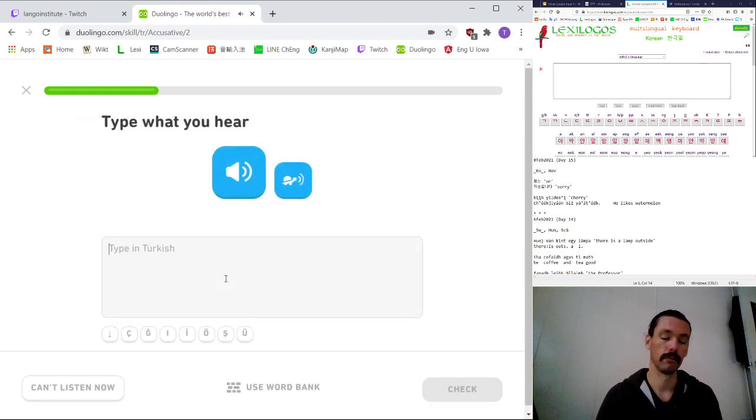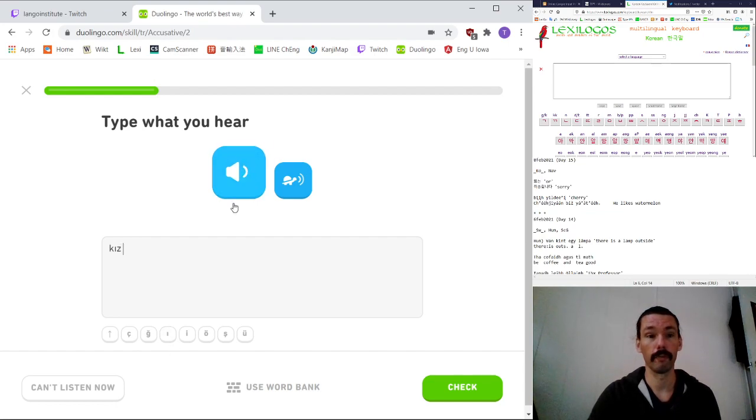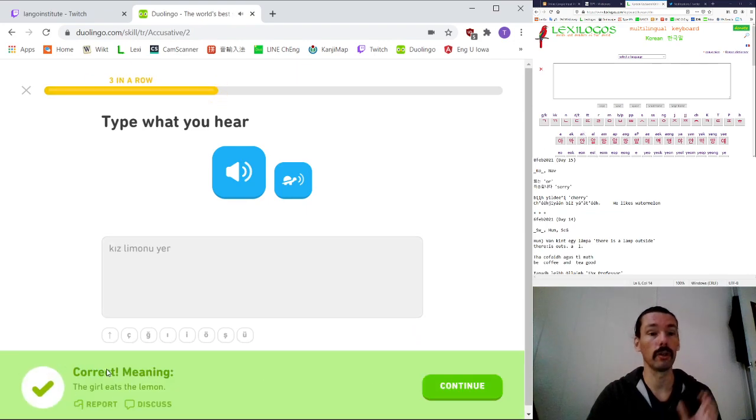Kız limonu yer. Kız. Either lady or girl, I can never remember. Kız limonu yer. Limonu. Yer. Eats a lemon. Girl. Kız. Okay. Girl is smaller. Kız is shorter than kadın.